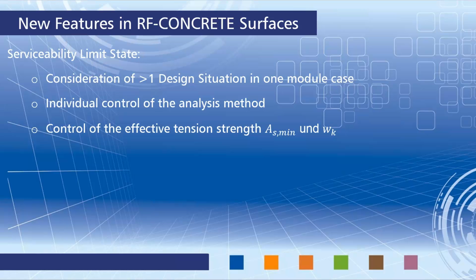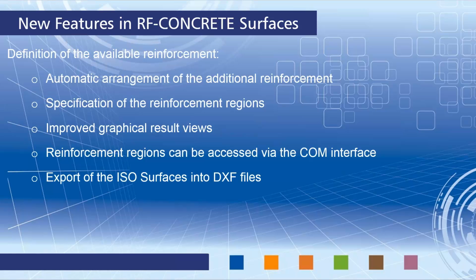You can individually select your required analysis method, and you can now define separate concrete tensile strengths for the minimum reinforcement and for the limitation of crack width. Prior, you defined only one global concrete tensile strength, and now you can separate between these two cases. It's very important, and you often have to decrease the concrete tensile strength in case of the crack width design. We also improved a lot regarding the definition of the available reinforcement.